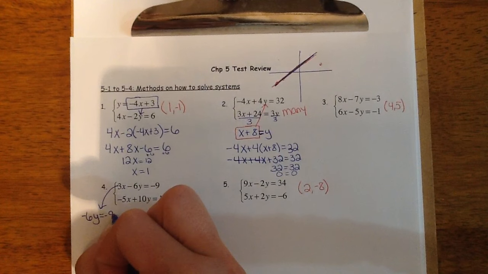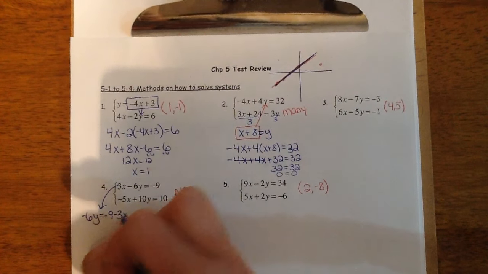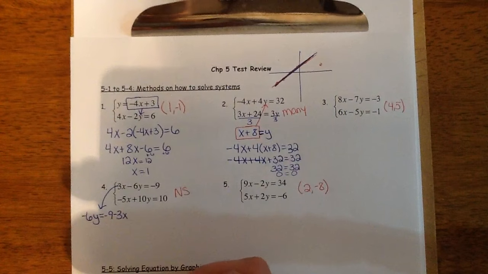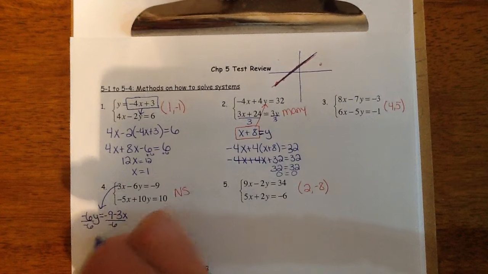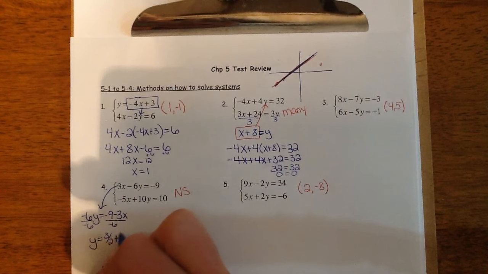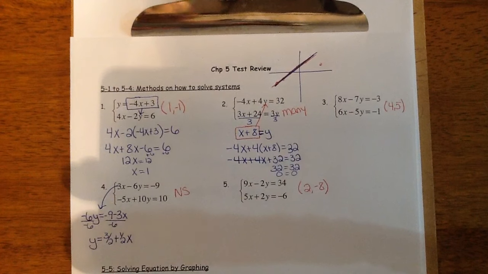I believe that was a -3, or yeah, it was a +3x. When I used my pen there, I couldn't see what it became. So now I have to divide by -6. So that's going to be 3/2 plus 1/2 x. Okay, so that's just getting it into y equals.